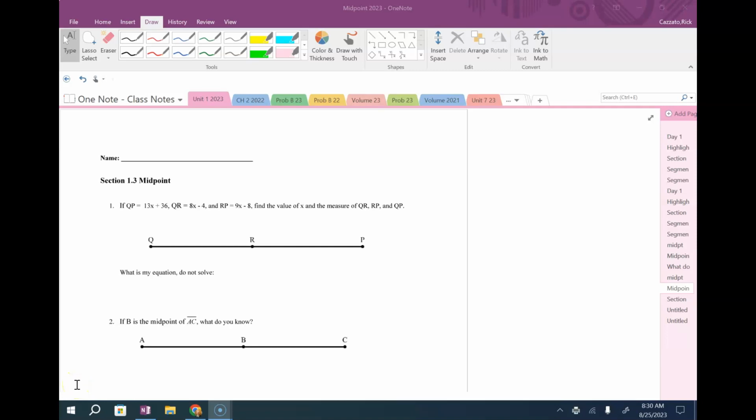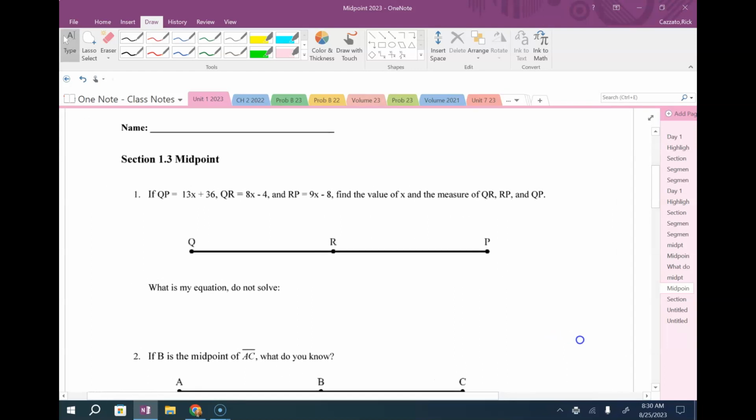Good morning, geometry students. Today's learning target is to talk about midpoint. Prior to doing that, let's take a look at this warm-up from yesterday. So if you look at this warm-up, the first thing we always did was label.